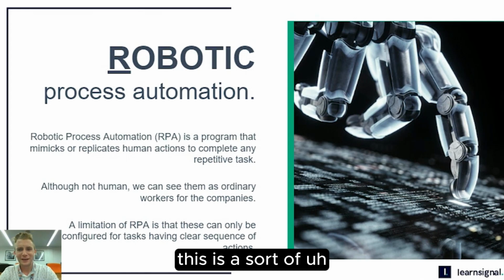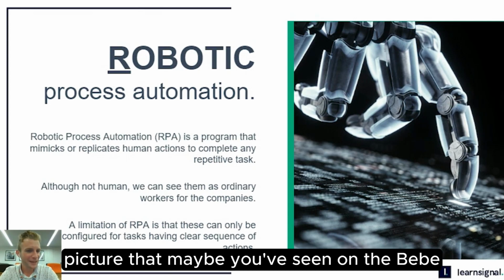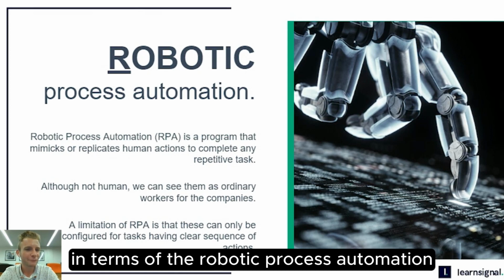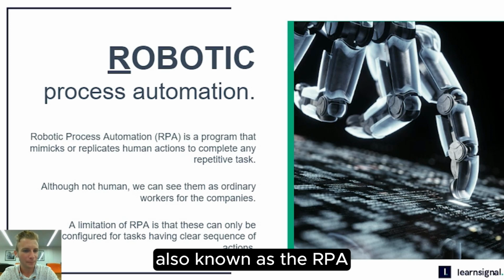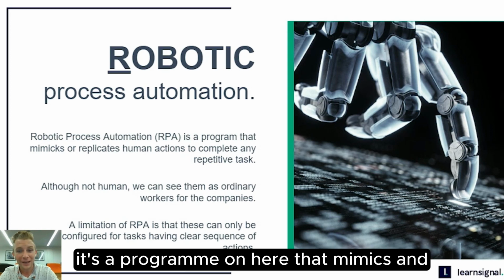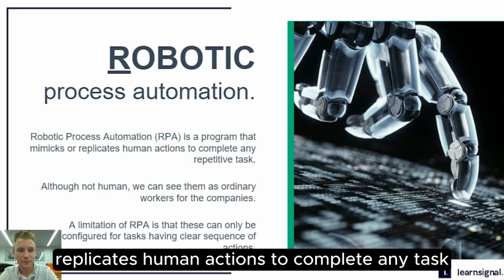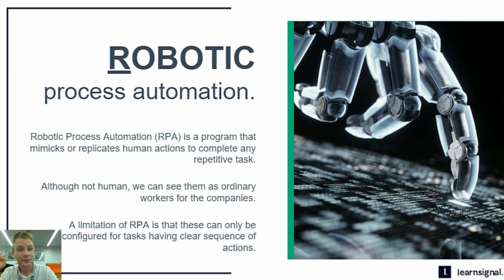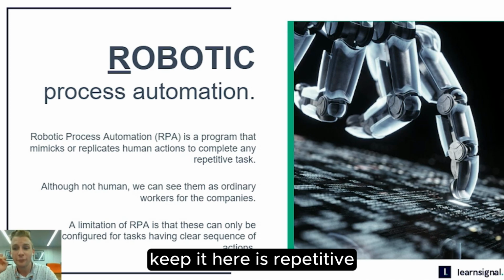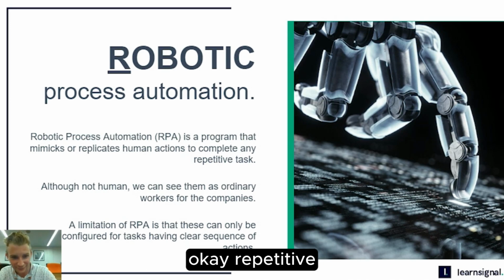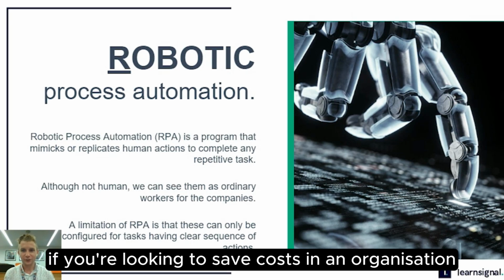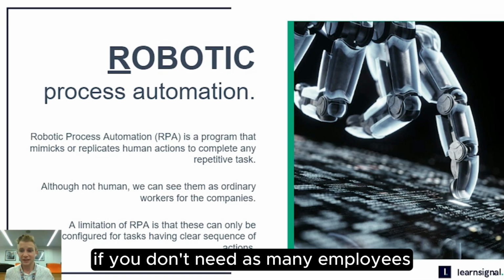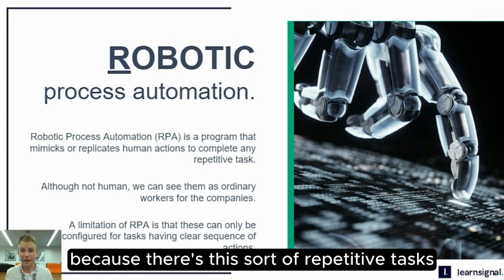This is a sort of picture that maybe you've seen on the Beeb or something like that in terms of the robotic process automation, also known as the RPA. And this is where it's a program on here that mimics and replicates human actions to complete any task. That is the key bit here for RPA. The key bit here is repetitive, okay? Repetitive. So if you're looking to save costs in an organization, maybe you don't need as many employees because there's those sort of repetitive tasks.